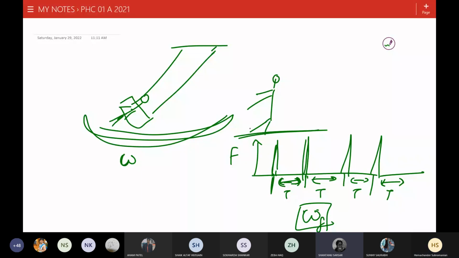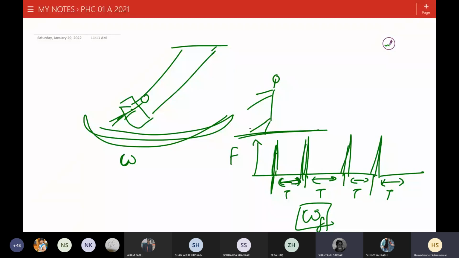If you push it at any other frequency, the swing is going to oscillate haphazardly, and you won't be able to impart enough energy to the swing to keep it moving. Okay? And that is resonance. In this case, you're imparting energy in bursts.